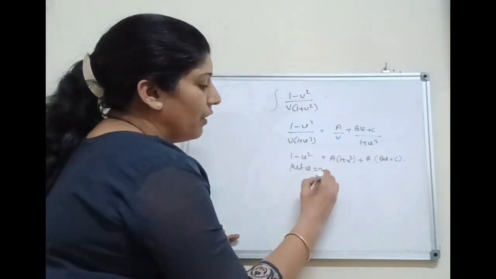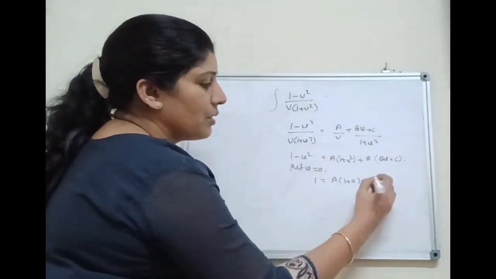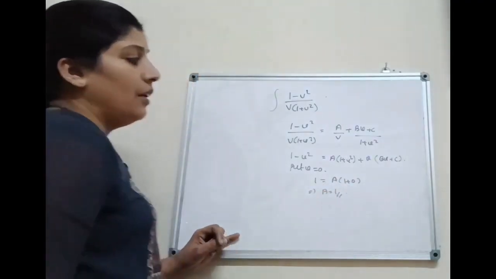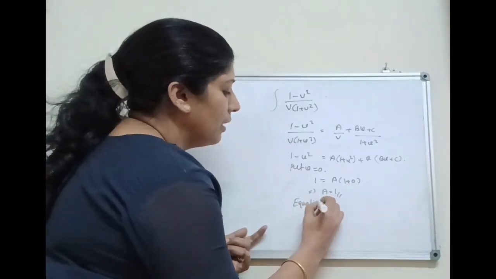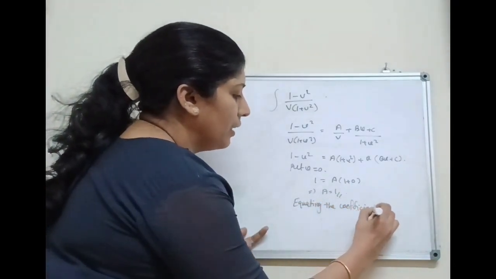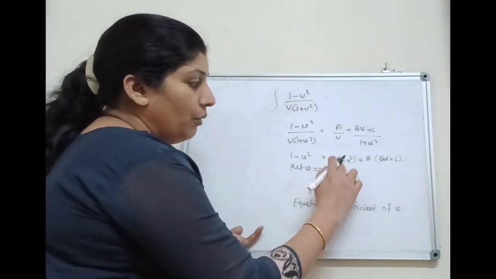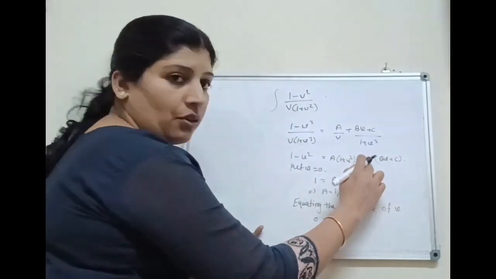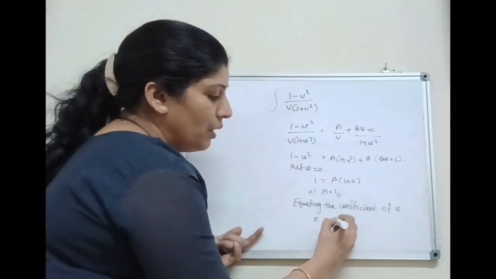Next, consider the condition, put v equal to 0. Therefore, this will become 1 equal to a into (1 plus 0) plus this term is 0. That implies a equal to 1. Next, we have to equate the coefficient of v. Here the coefficient of v is 0 equal to, now here a into v square, then b into v square, then c into v also. Therefore, here the coefficient of v is c. That implies c equal to 0.